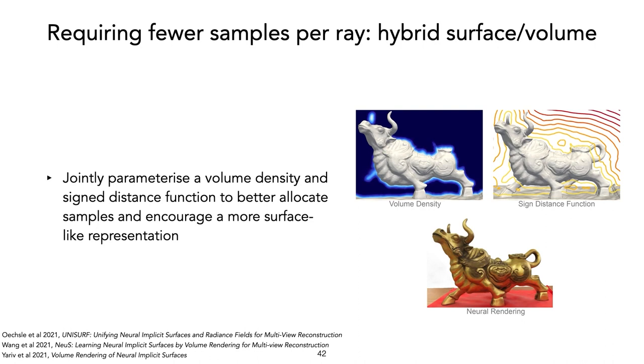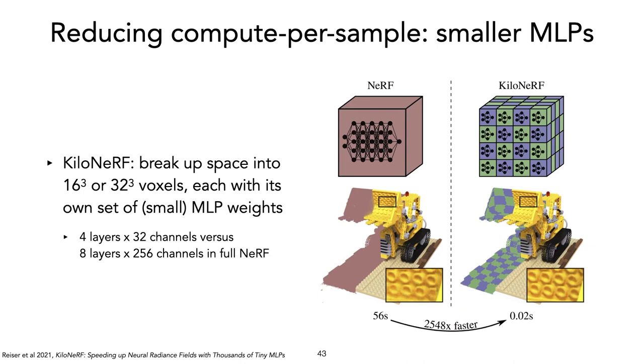Alternatively, it's possible to combine volume rendering with surface-based representations like SDFs that can help us place samples only very near to the object boundaries while maintaining those optimization benefits that we got from the volume rendering model. In terms of reducing the required compute per volume sample query, one idea is to reduce the overall size of the neural network. This makes the network less expressive, but this can be counteracted by storing many varying local weights in smaller regions of space rather than one single global weight vector for the MLP.